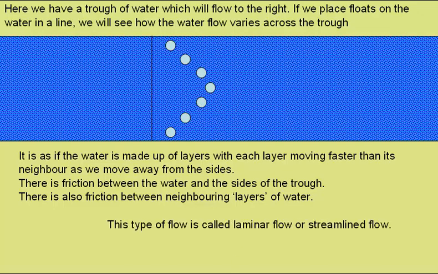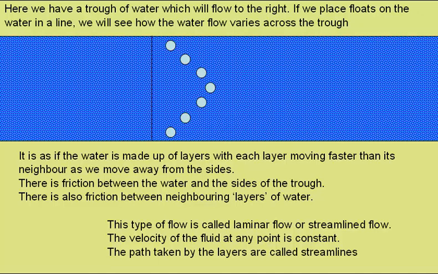Due to the layering, this type of flow is called laminar flow or streamlined flow. The velocity of the fluid at any point is constant, so the velocity of the fluid along this line, for instance, is constant, or along this line is constant. The path taken by the layers are called streamlines.